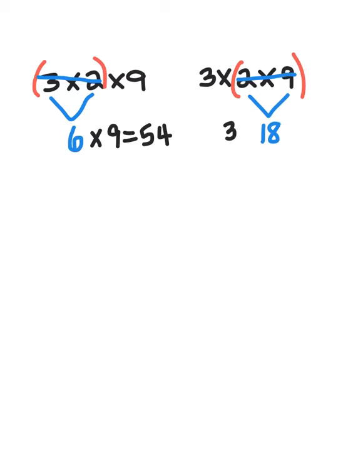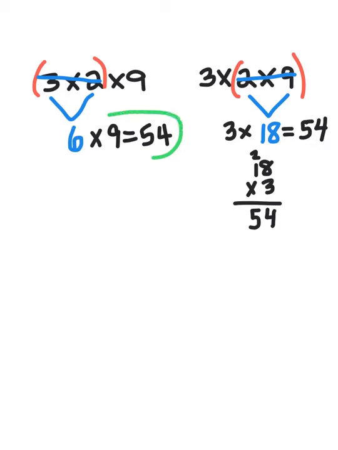Bring down the other part of the problem, 3 times 18. Now 3 times 18, we could not do that in our head easily. We would have to write down 18 times 3 in this way. 8 times 3, 24, carry the 2. 3 times 1 is 3, plus 2 more is 5. We can see that the answer is 54, but this way is so much easier. We can do that in our head. We don't have to write down an extra problem or do an extra step.